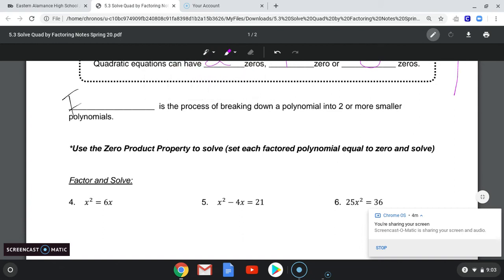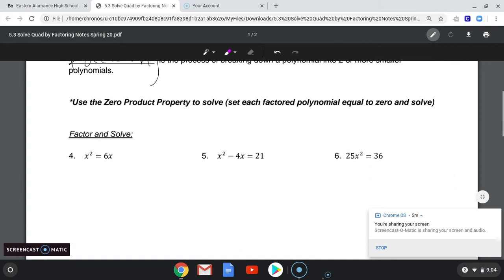So factoring basically is the process of taking a quadratic trinomial and breaking it back down into the two parentheses or the two factors that, if you multiplied, would give you that quadratic trinomial. So that's the first thing we're going to have to do. So I'm going to go to our first example.